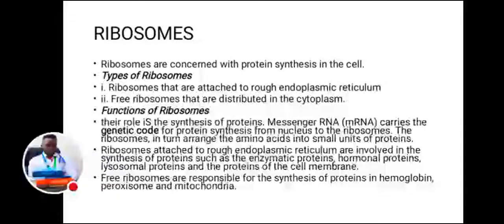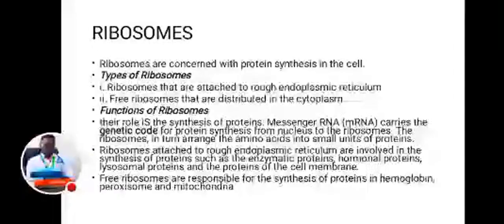Ribosomes attached to the rough endoplasmic reticulum are involved in the synthesis of proteins such as enzymatic proteins, ribosomal protein, and proteins of the cell membrane. Free ribosomes are responsible for the synthesis of protein in hemoglobin and the peroxisomes and mitochondria.